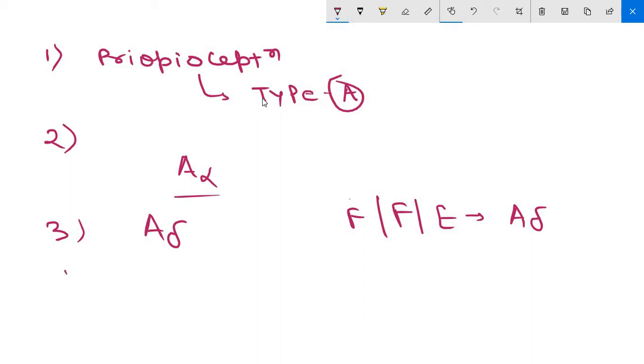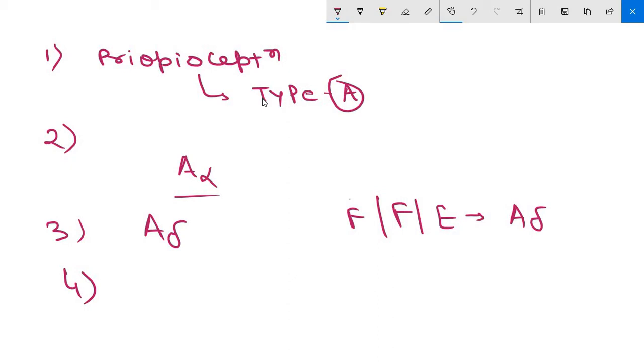The next MCQ: which of the following carries fast pain? Again the same type of question, so the answer will be A delta fibers. Now the next question: sharp stabbing pain is transmitted by which type of fibers? Again the same type of question asked in All India, and the answer will be A delta fibers.